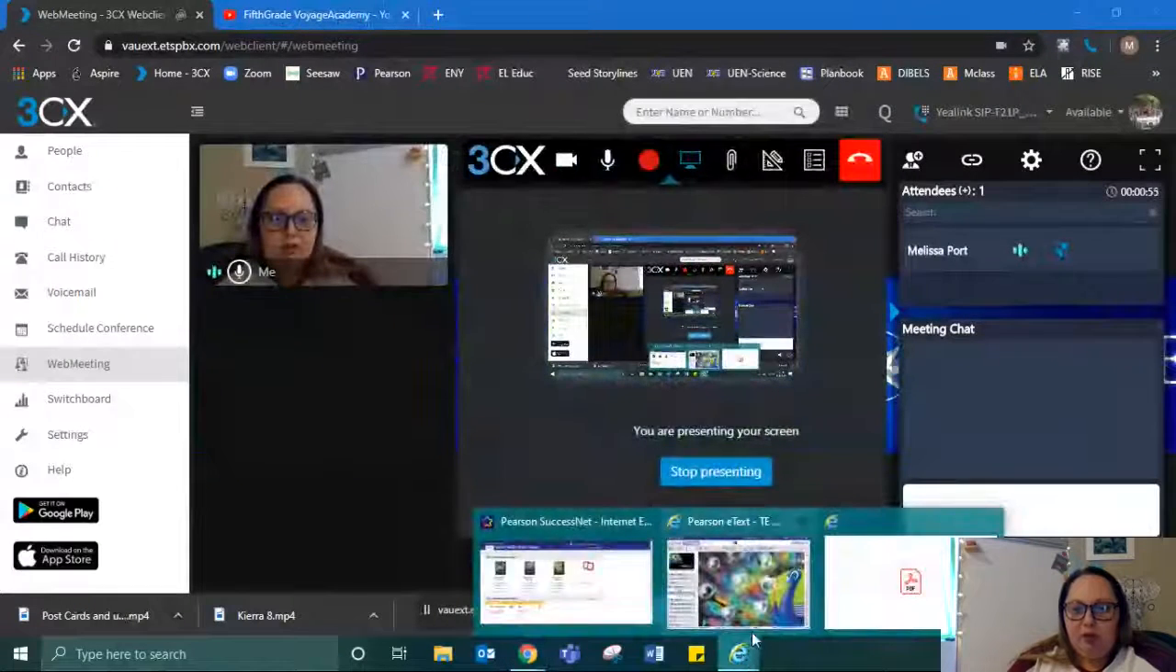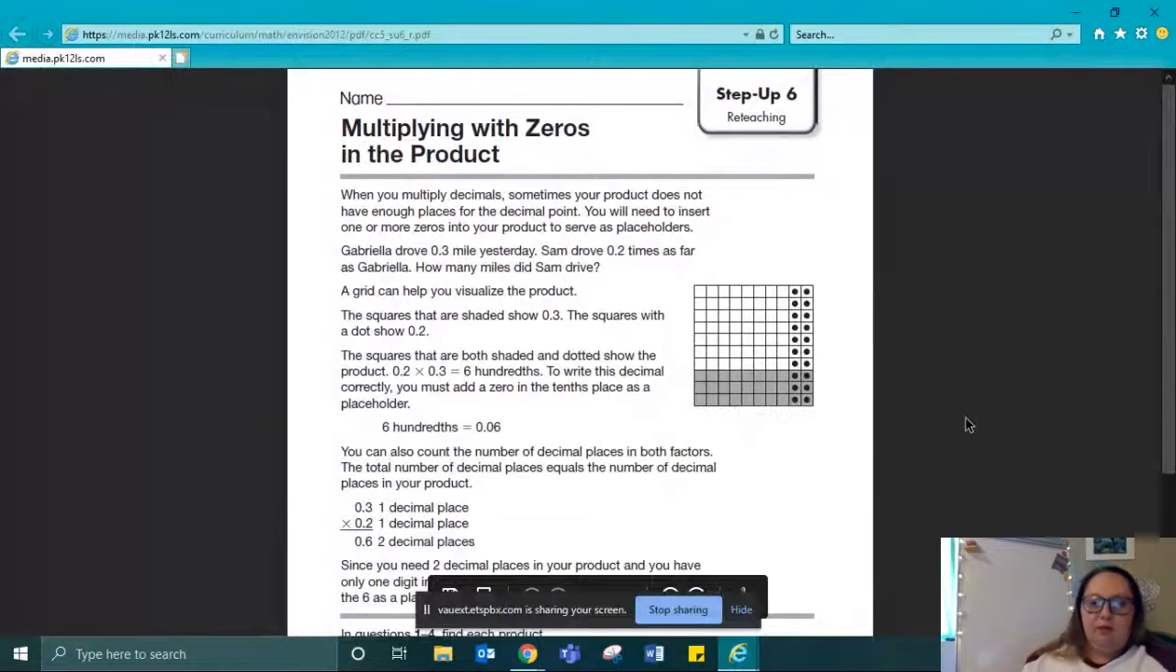First thing I'm going to do is share my screen so that you can see the worksheet that I'm talking about. I hope you guys can see that okay. We are working on multiplying with zeros in the product today. So this just means that your answer is going to have some zeros and you might need to annex some zeros, or add some zeros.